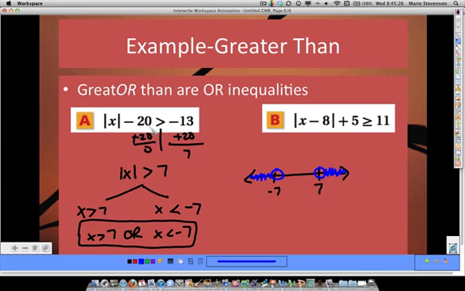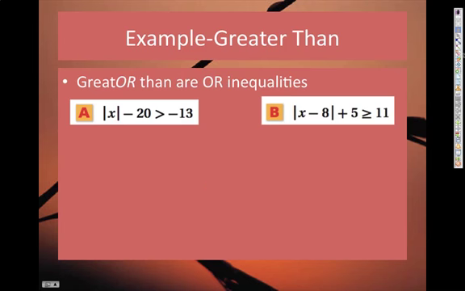Okay, so notice the steps are still the same. The only thing that changes is when you go to write your answer. And the reason we knew it was an or is because the inequality was a greater than. Okay, let's do the next one.